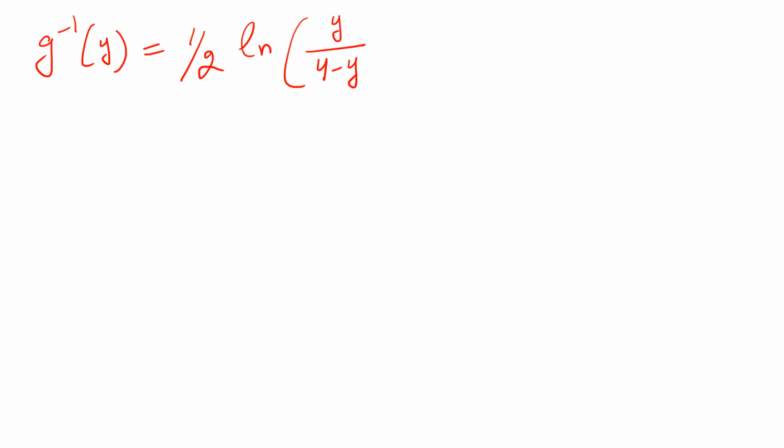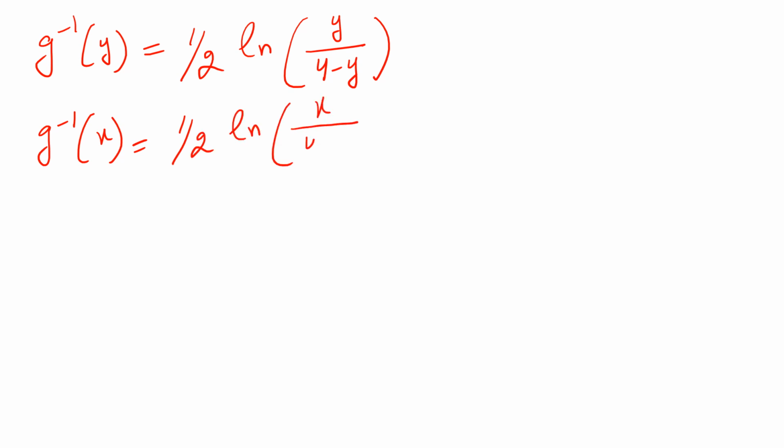Now students, since g of x is equal to y, so x is equal to g inverse of y. So that means g inverse of y is equal to 1 upon 2 into log natural of y upon (4 minus y). Now if I replace y by x in this function, I get g inverse of x equal to 1 upon 2 into log natural of x upon (4 minus x).